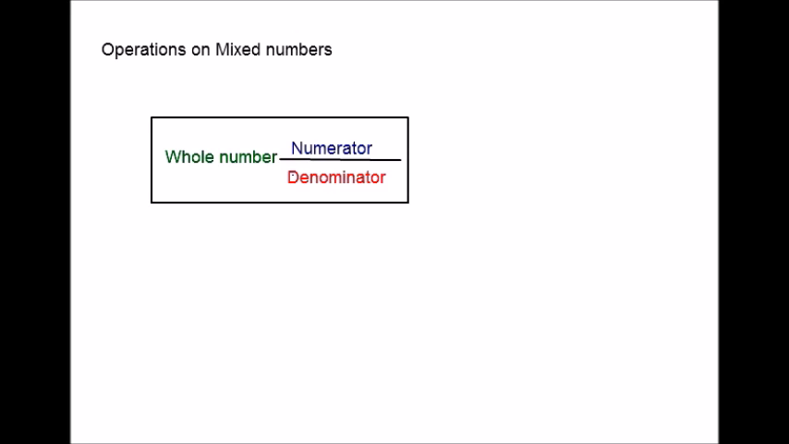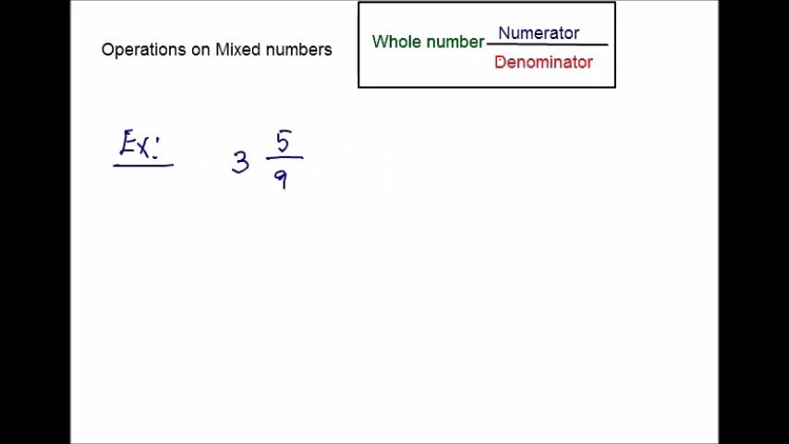Step 1. Multiply the whole number by the denominator. Step 2. Add the answer from step 1 to the numerator. Step 3. Write the answer from step 2 over the denominator. Let me show you step by step on the board. Do you see the question on the board?